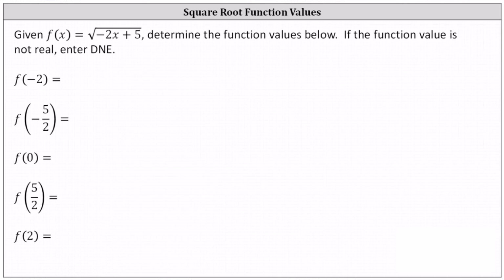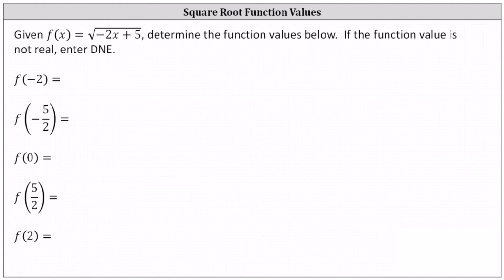Given f of x equals the square root of the quantity negative 2x plus 5, determine the function values below. If the function value is not real, enter DNE. Recall the square root function value would be not real or imaginary if the radicand is negative.